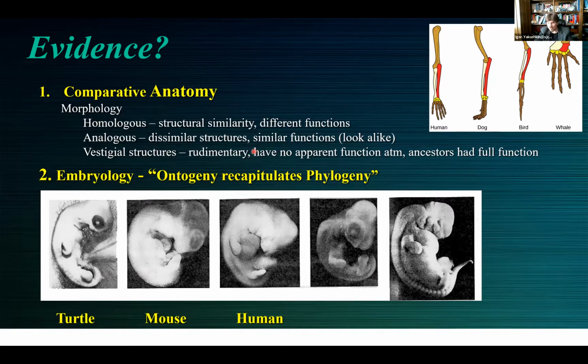We don't use it. We have a tiny little bitty one. Why? Because it no longer has a function at the moment. Ancestors at some point of time were swinging from their tails, yes, presumably. And then of course we have a chicken and we have a pig.